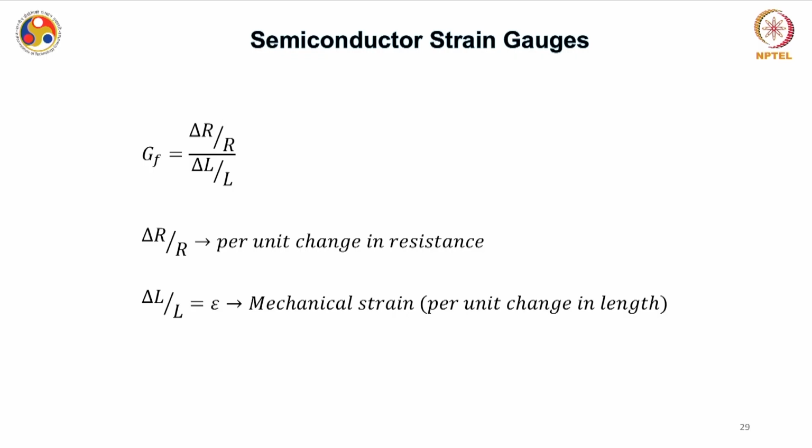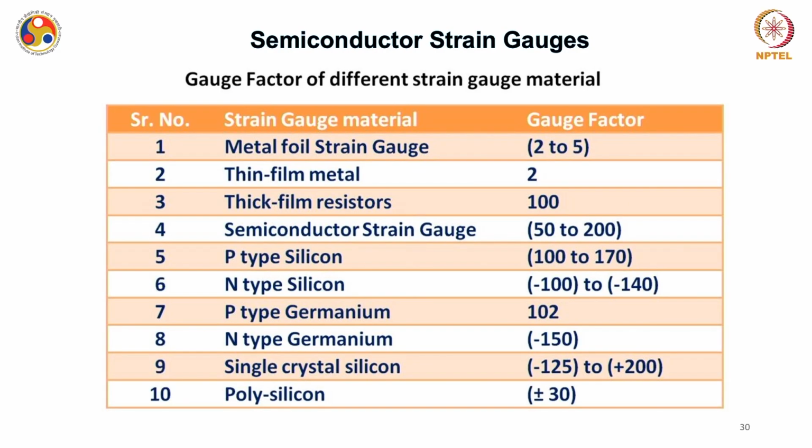And gauge factor, if you remember, we defined it earlier: GF is equal to del R by R, which is the per unit change in resistance, divided by the mechanical strain, the per unit change in length. If I compare the semiconductor strain gauge against the standard metal strain gauges, you can see this list. It may not be exact, but it is very near to the actual ranges. For metal foil strain gauges, the gauge factor is of the order of 2 to 5, while for thin film metals, you have a gauge factor of the order of 2.